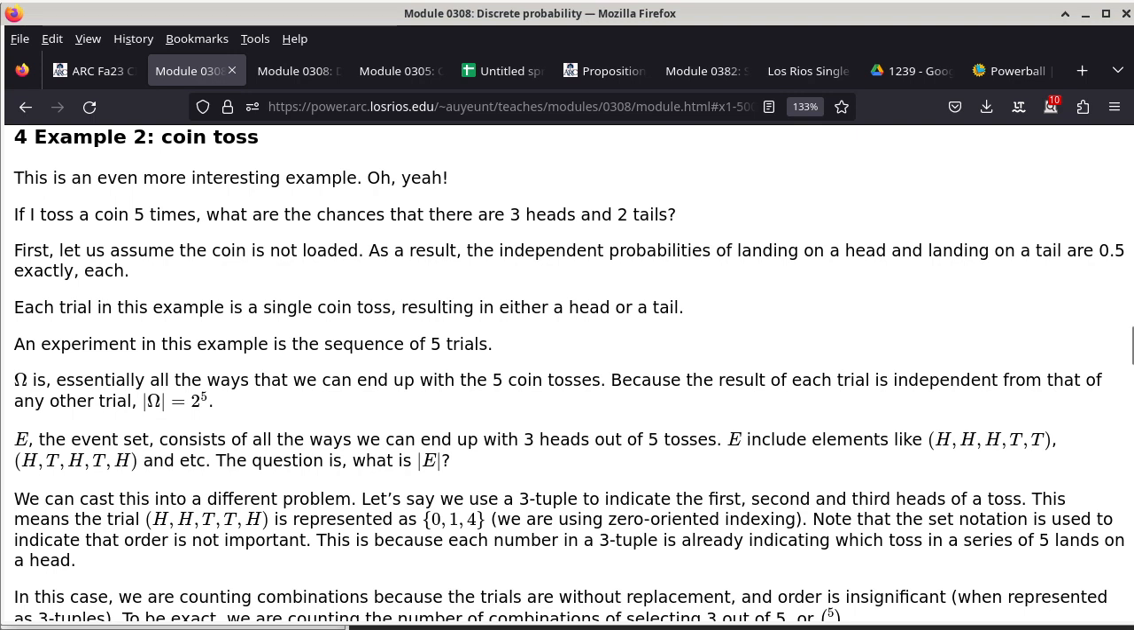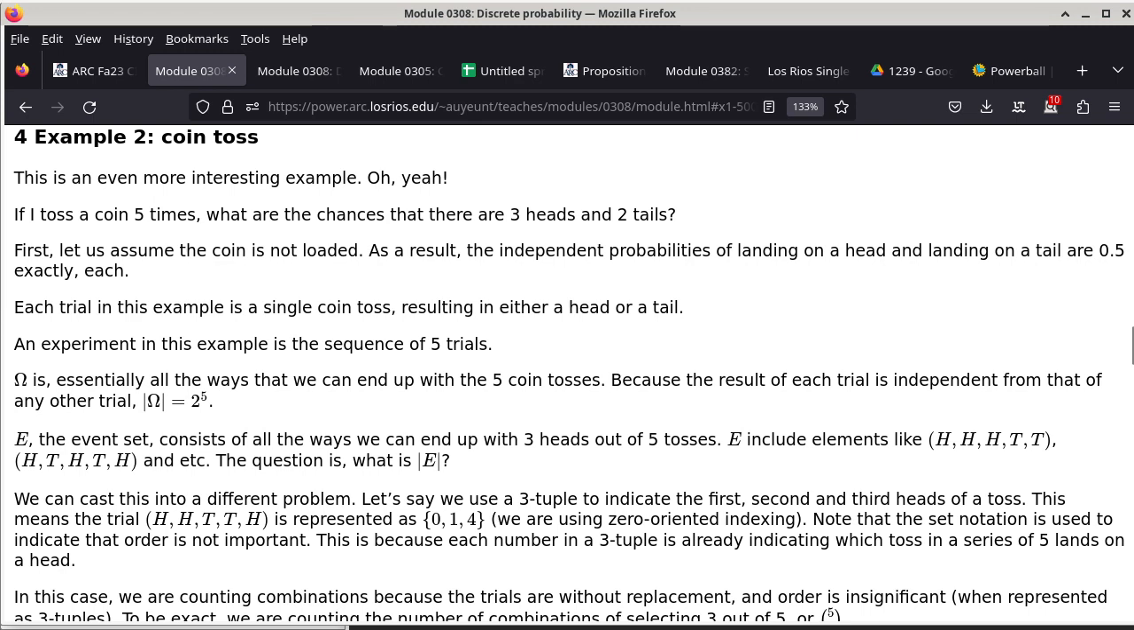All right, so getting started with section four. Coin tosses is interesting because if I toss a coin five times, what are the chances that there will be three heads and two tails? In this particular question, I don't really care about the ordering of where the three heads and the two tails are. So I can have head, head, head, tail, tail. I can have tail, tail, head, head, head. Or I can have head, tail, head, tail, head, and so on. I just want to add up to three heads and two tails after tossing a coin five times.